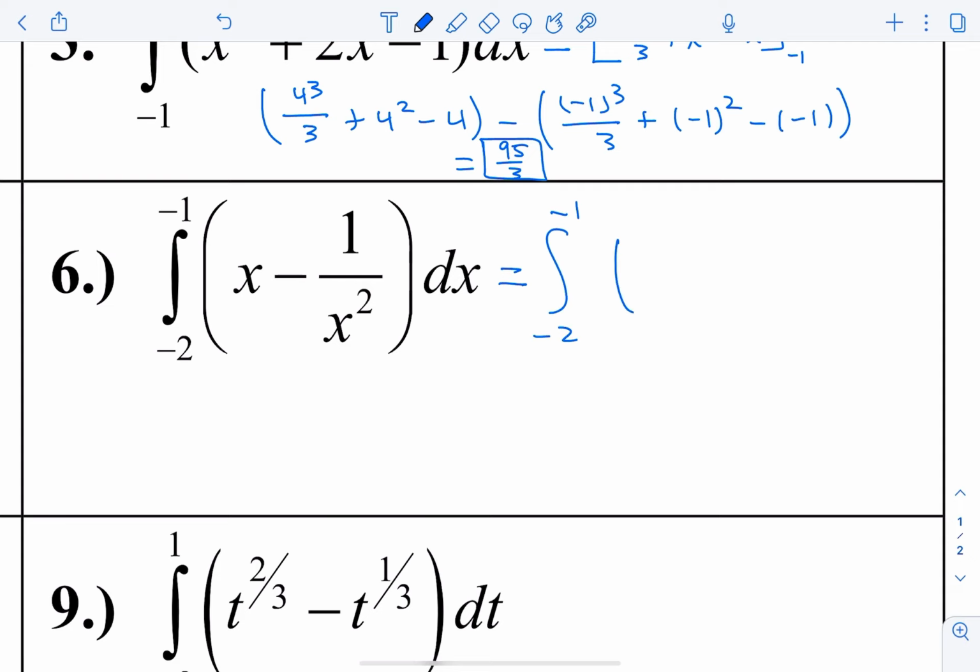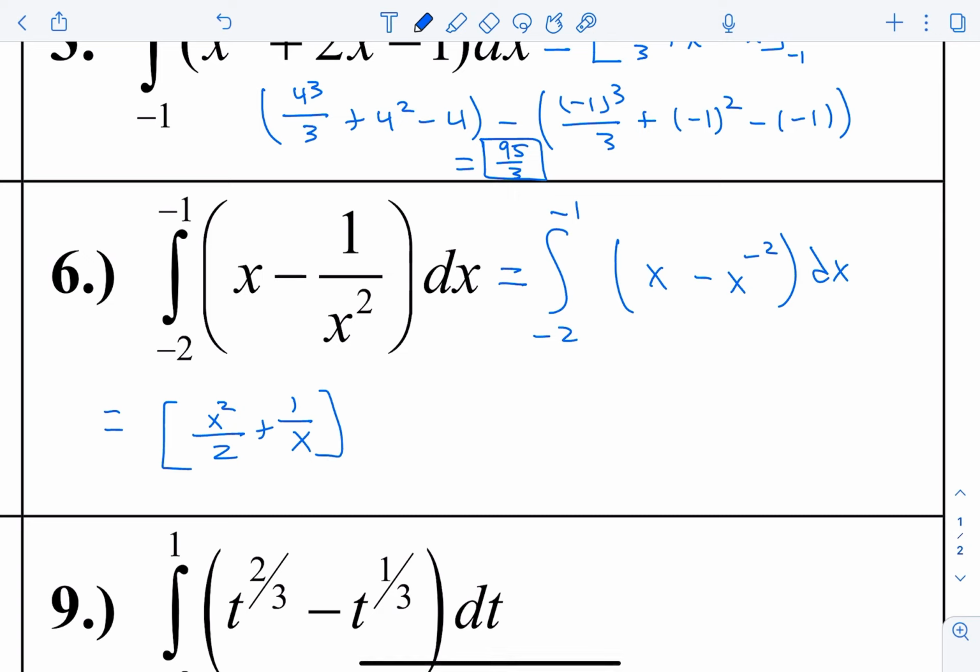So we can do x minus x to the -2 dx. Okay, so now we can take the antiderivative of each term. So the antiderivative of x is add 1 to the exponent, that's x squared over 2. And then we could do the same for the other term, add 1 to the exponent of x to the -2, that's x to the -1, and then we can divide. And then we get 1 over x.